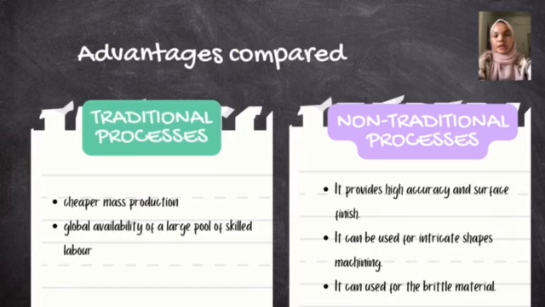Okay, next, the advantages compared to existing traditional and non-traditional processes. In the traditional process, the cost is cheaper for mass production, so it can save budget. It also has the global availability of a large pool of skilled labor. For the advantages of non-traditional processes, they provide high accuracy and surface finish. They can also be used for intricate shape machining, and for brittle materials.